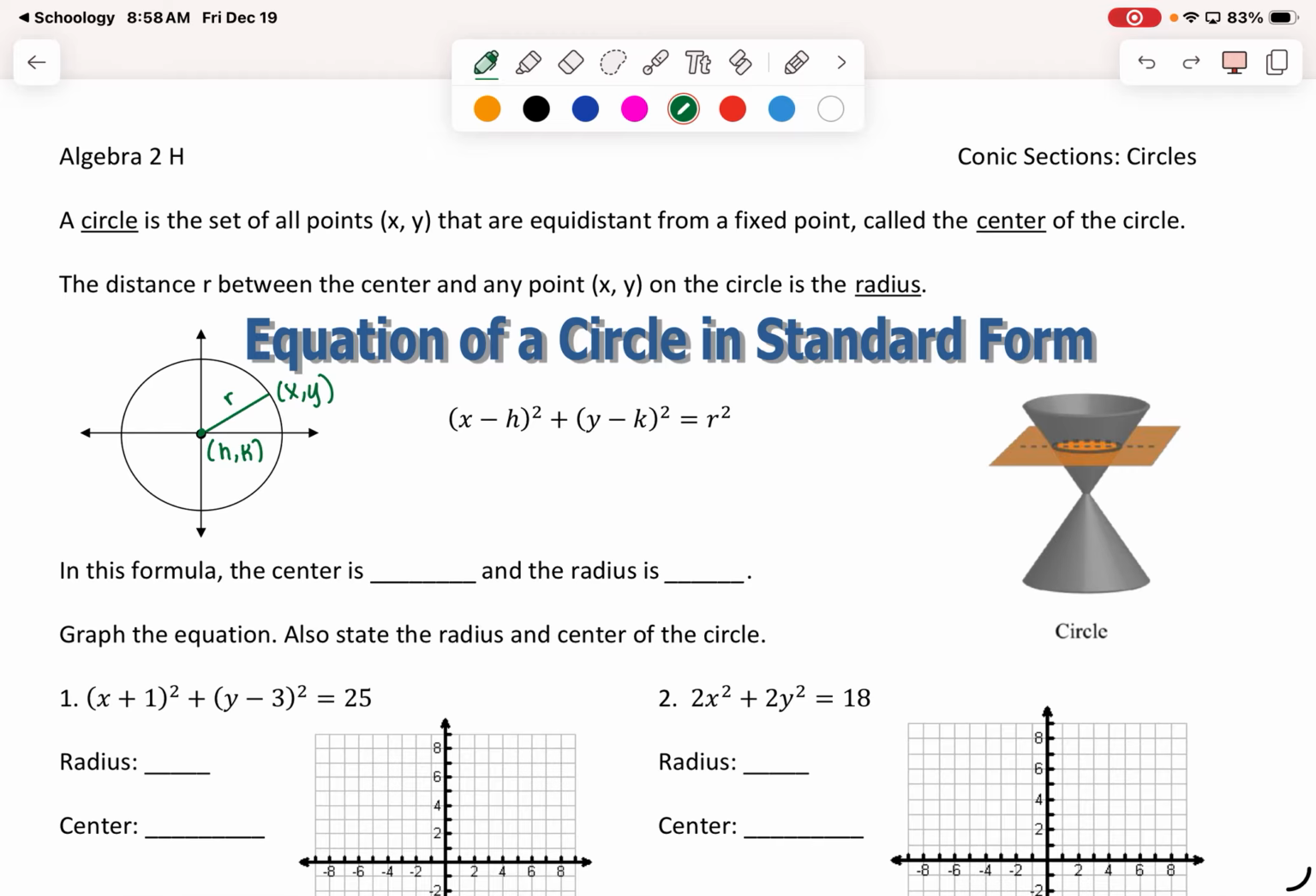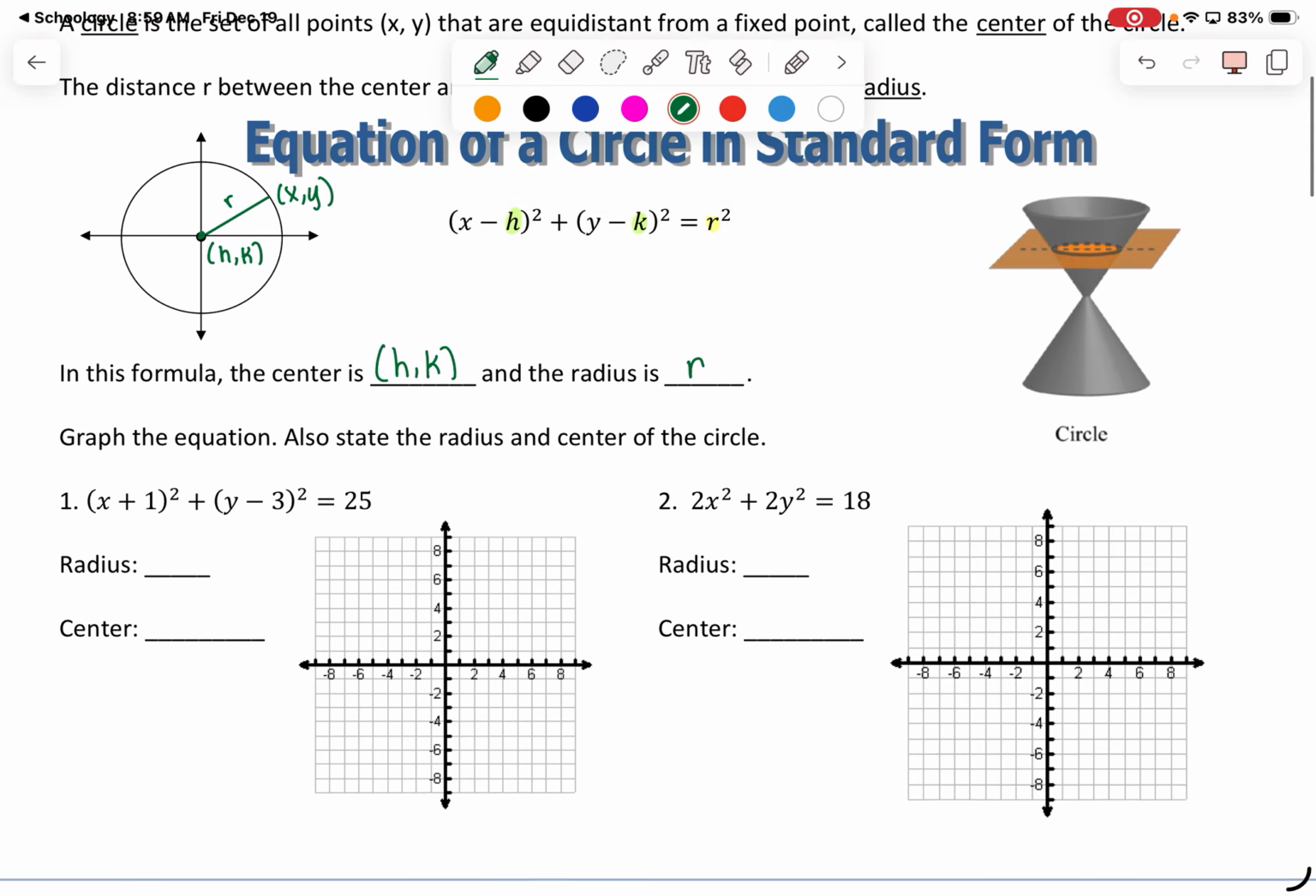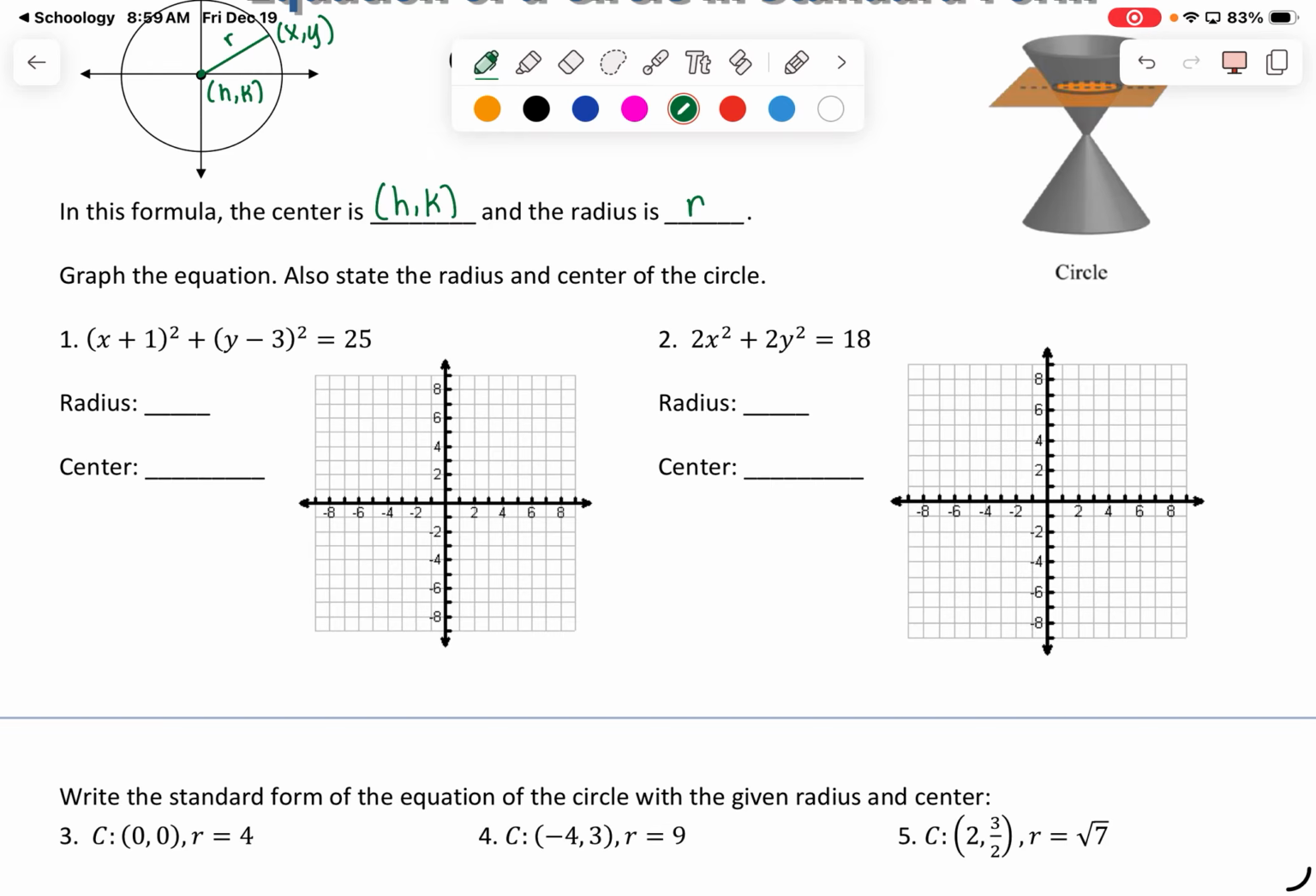(x minus h) quantity squared plus (y minus k) quantity squared equals r squared, where r is your radius, and then h, k is the center. Okay, so we're going to fill that in here. h, k is our center, and r is our radius. Notice in the equation, it's x minus h, y minus k. So a lot of times people just say, oh, you take the opposite of what you physically see in that set of parentheses.